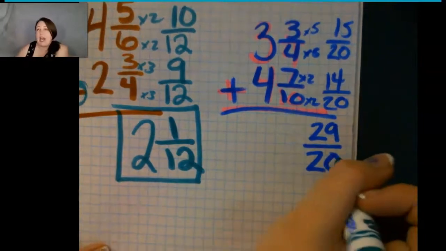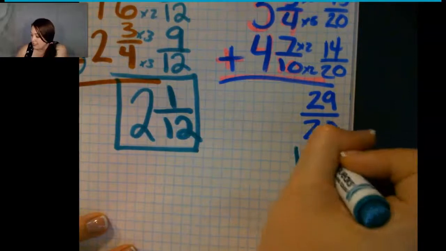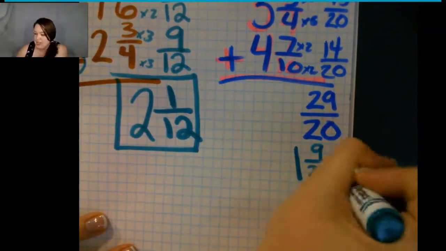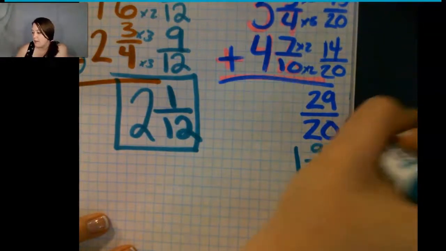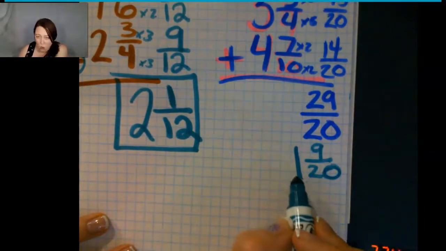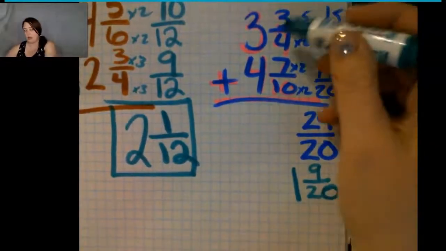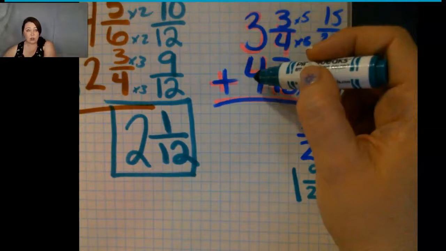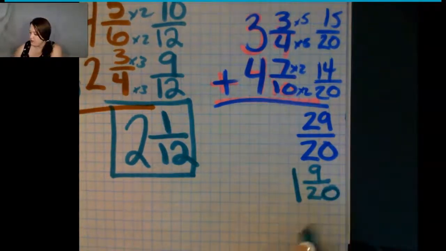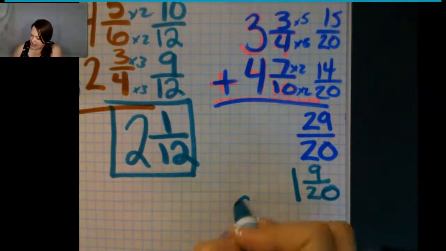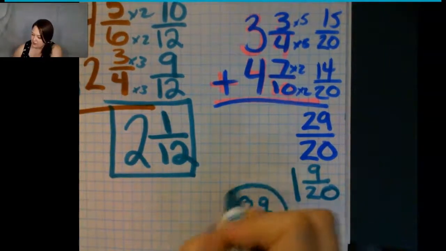So I do need to simplify. And in my mind, I think, how many 20s are in 29? Well, there's 1 20 with 9 of the 20s remaining. You can go back to that day's work if you need to, but how many 20s are in 29? 1 20 with 9 of the 20s remaining. Now I can add my whole numbers. 3 plus 4 is 7, plus 1 is 8. So my final answer is 8 and 9/20.